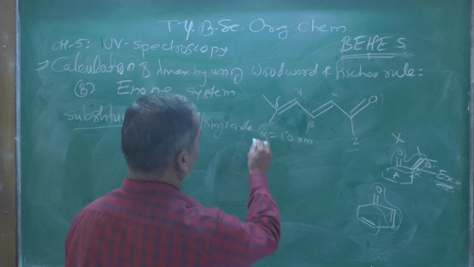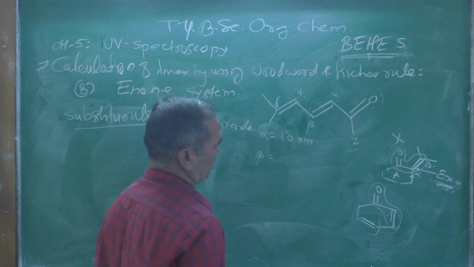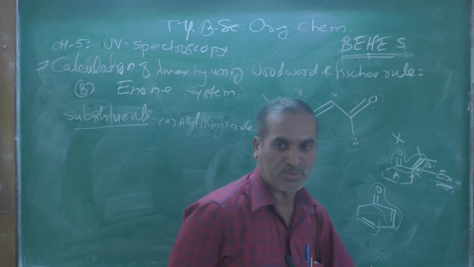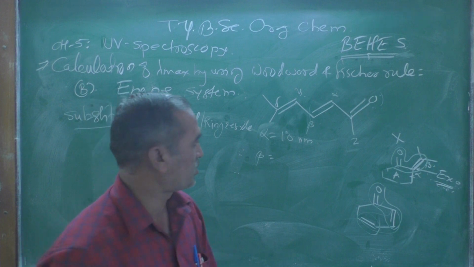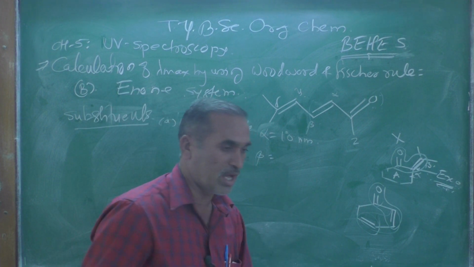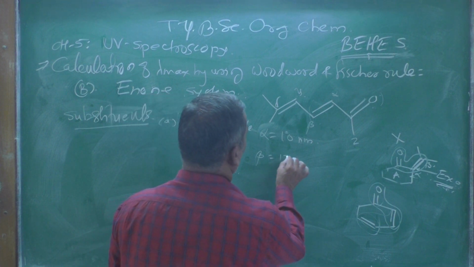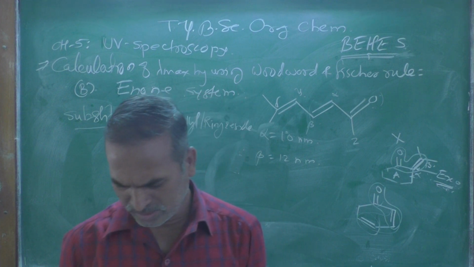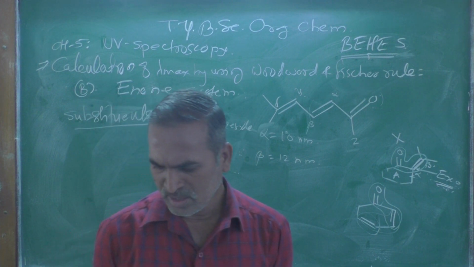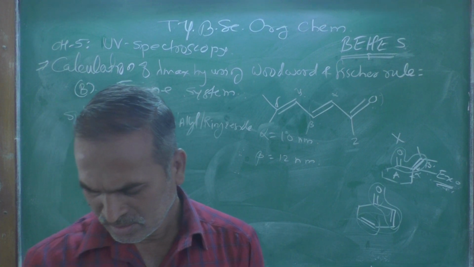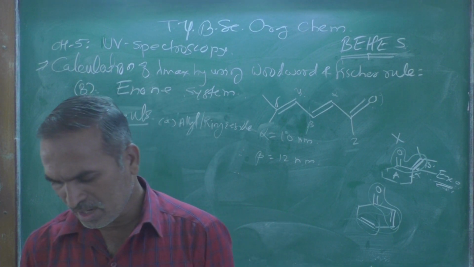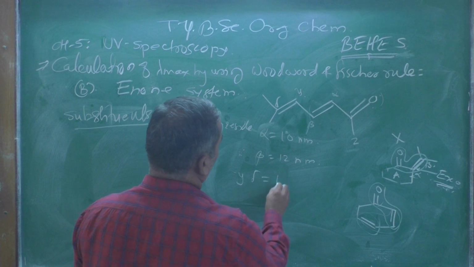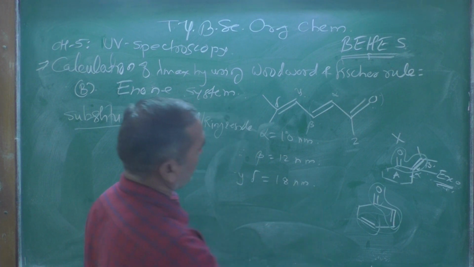Now another one, if it is present at the beta position. Look at this example, you can clearly see there are two substituents present at the beta position, and if at the beta position you should add 12 nanometer to it. Remember, this is 12 nanometer, and if it is present at gamma or delta, you should add 18 nanometer to it.